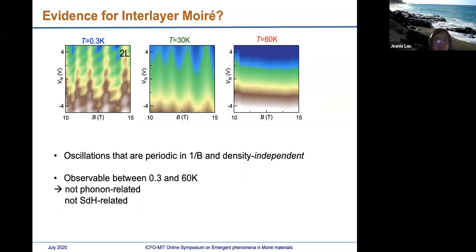So one possibility, of course, is that we already have a Moiré in this system, perhaps from a small interlayer rotation or interlayer strain, either from the fabrication or from the bulk crystal. So this is definitely an interesting thing to explore.